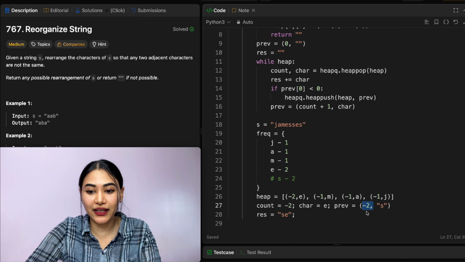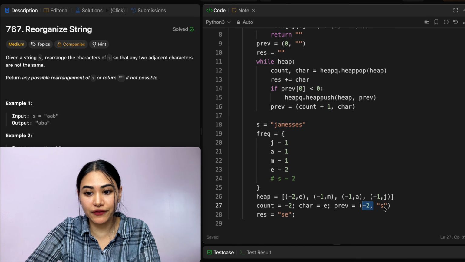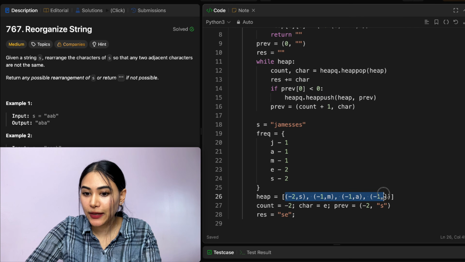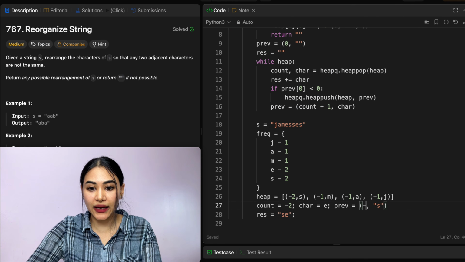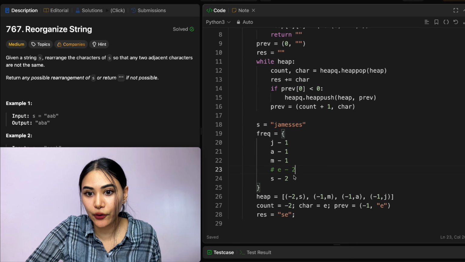We do, right? We have negative 2. So we're going to push onto our heap this entire previous tuple of negative 2 and s. So this is what our heap is going to store. S is back in the mix. And now we want to set previous to be count plus 1. So negative 1 and that character, which is e. So we're basically putting e to the side now.